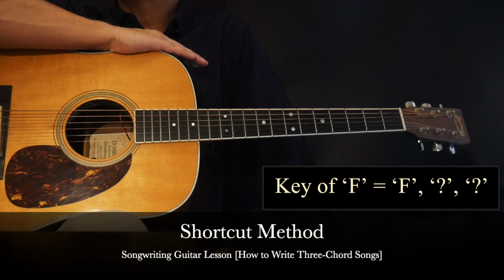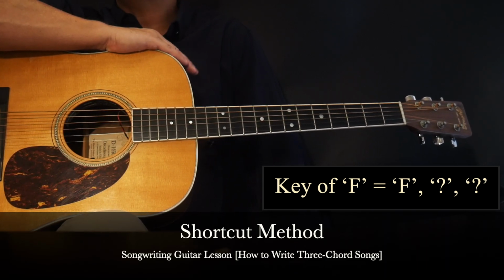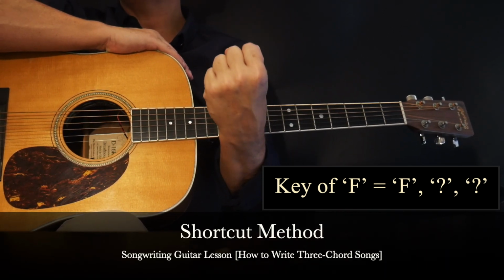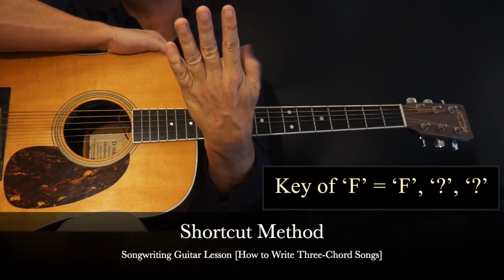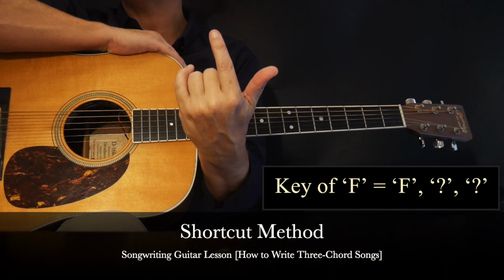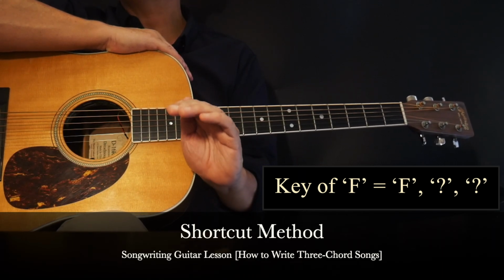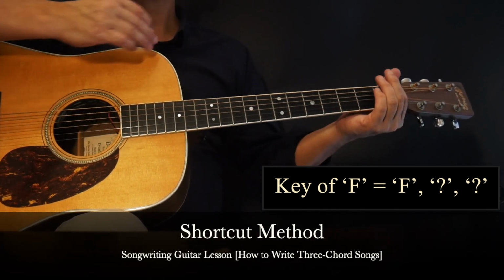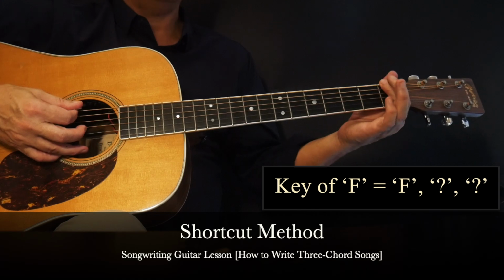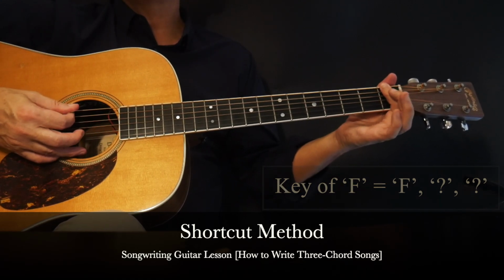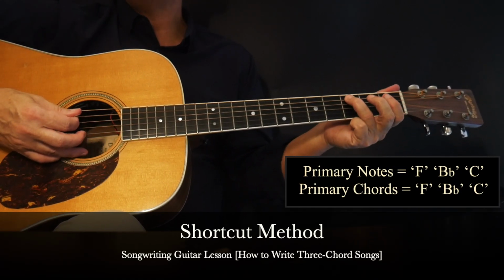So if you want, you can pause the video, figure it out. Now, if you use the shortcut method, you would go F, G, A, B, C, and you would say F, B, and C. However, that is incorrect. If you use the three-chord method with F, you would find out that it's F, B flat, and C.